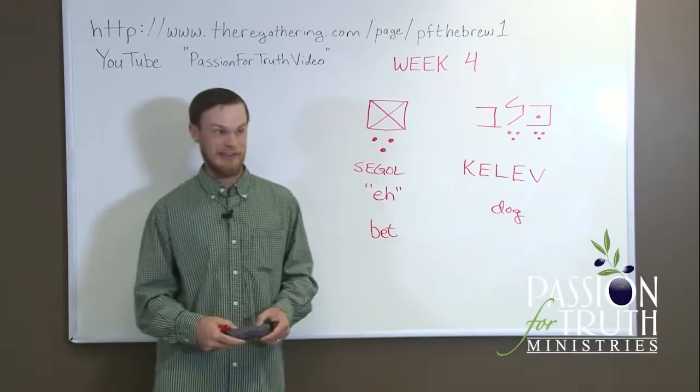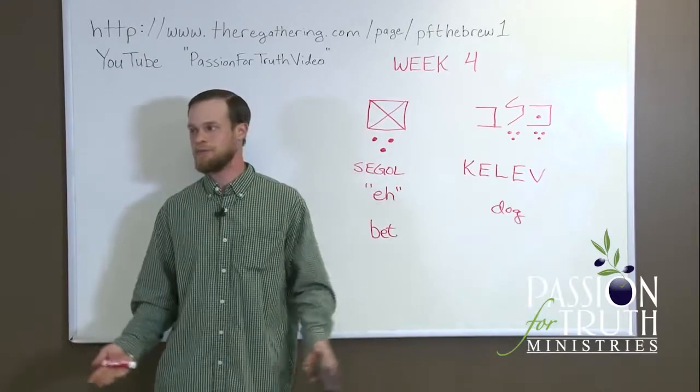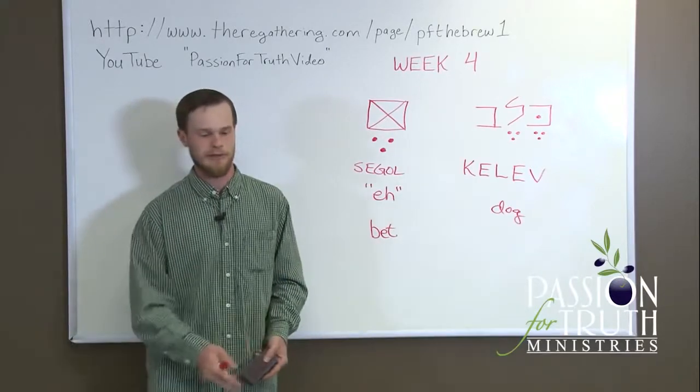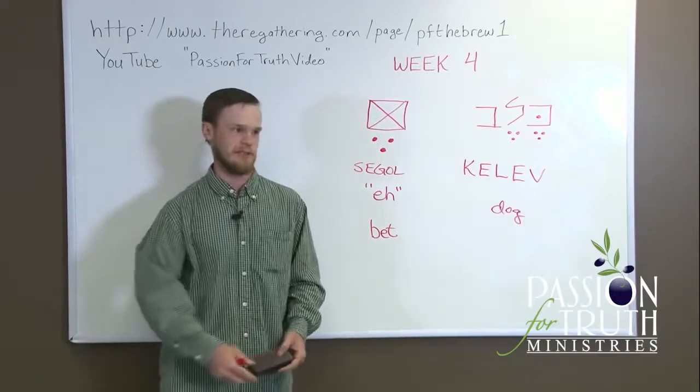Like the name Ichabod is actually Ichavod, which means there is no glory. And that's the name that was given to a child that was born at the time that the Ark of the Covenant was stolen by the Philistines.